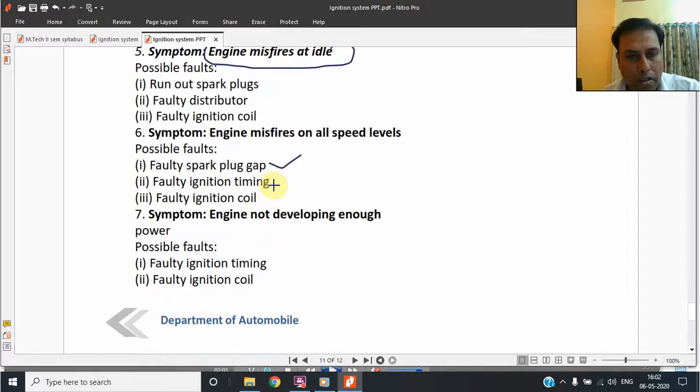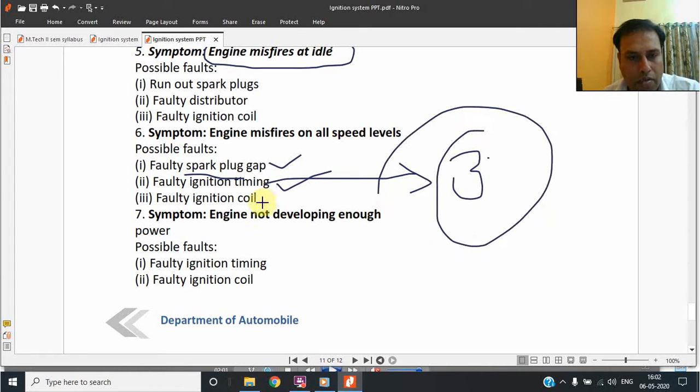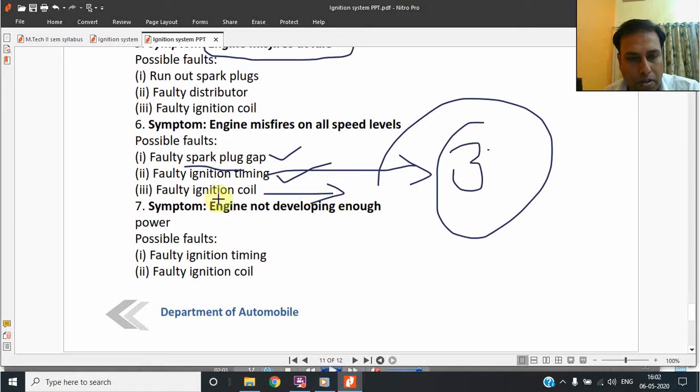And what else? The faulty spark plug. The next is faulty ignition timing. I have told you there are several reasons for faulty ignition timing, so that is an important topic. There are three reasons for faulty ignition timing. And faulty ignition coil: the coil is faulty because the main voltage is to be generated by that only. Ignition not developing enough power.